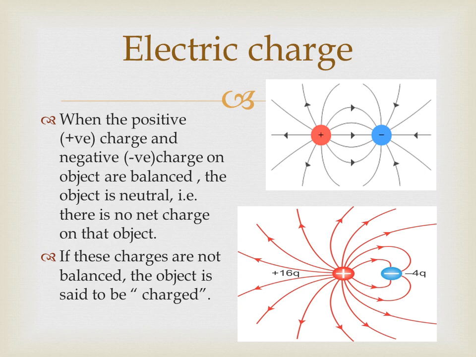When the positive charge and negative charge on an object are balanced, the object is neutral. That is, there is no net charge on the object. If these charges are not balanced, the object is said to be charged. The force between similar type of electric charge is repulsion, while the force between the opposite type of charge is attraction.